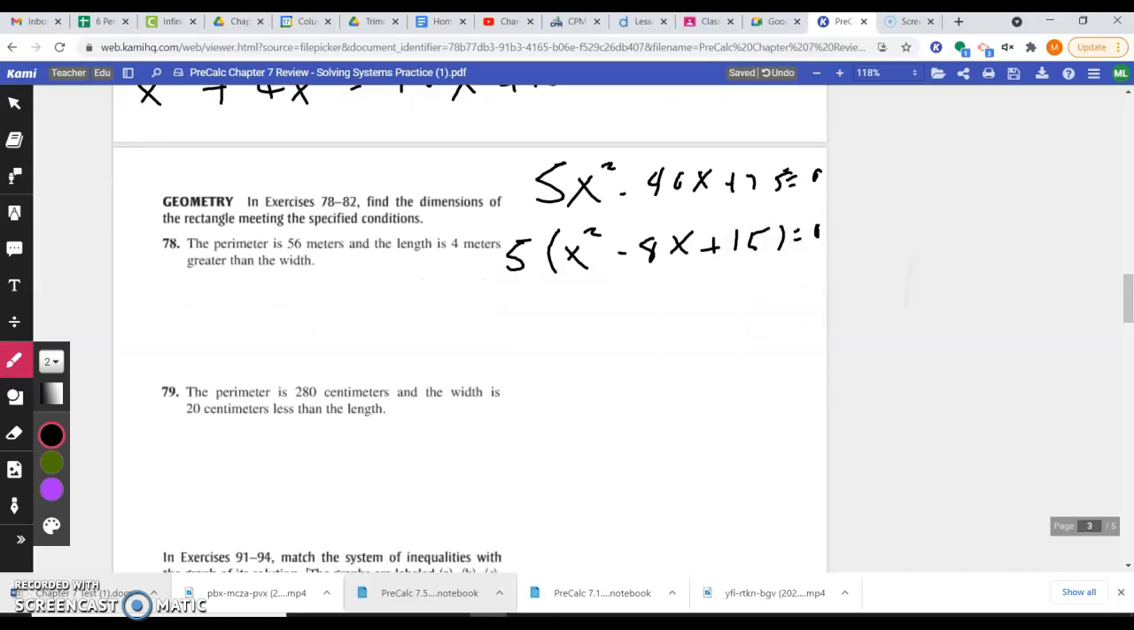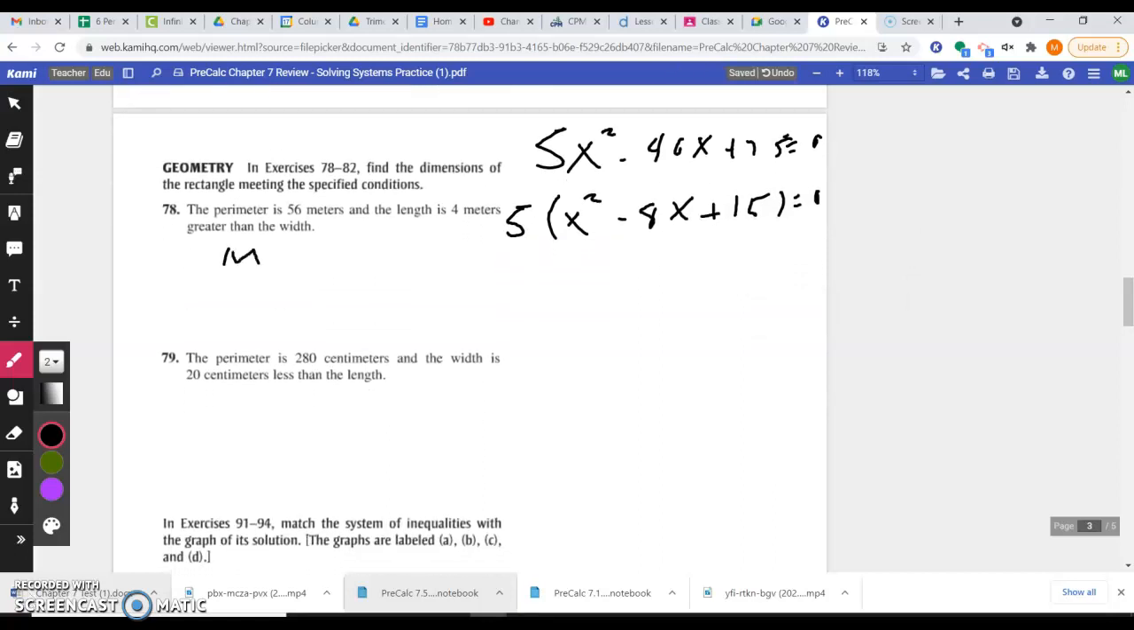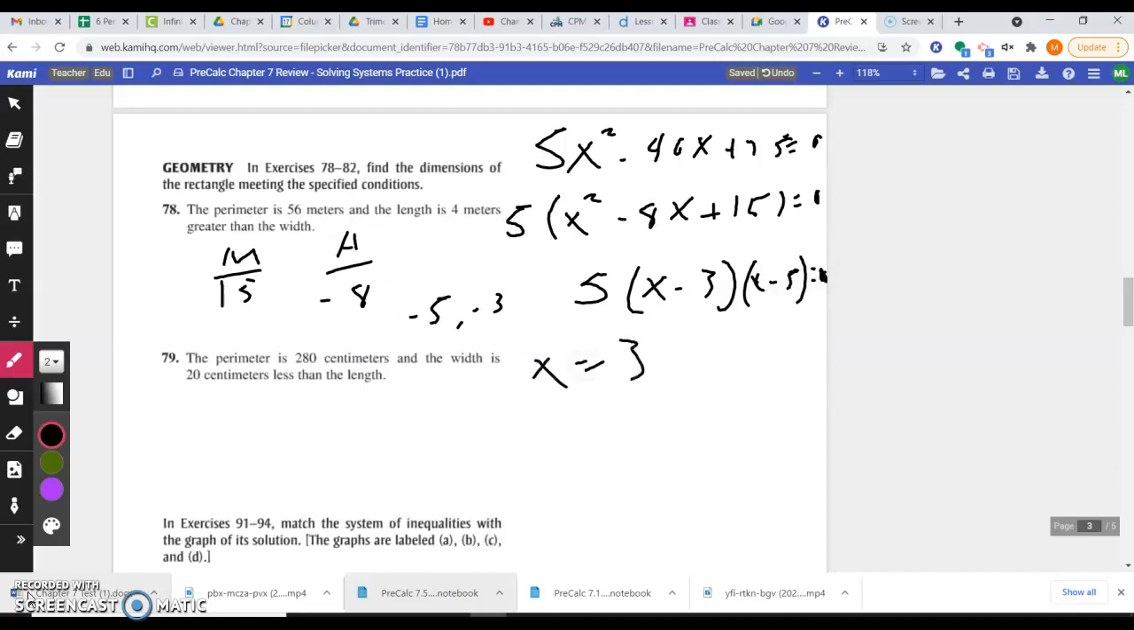And then working with this is much, much easier, because it's got to multiply to be 15, add up to be negative 8. The two numbers that do that are going to be negative 5 and negative 3. So this is 5 times x minus 3 times x minus 5 equals 0. I can set each equal to 0, so that's going to give me x equals 3 and x equals 5.